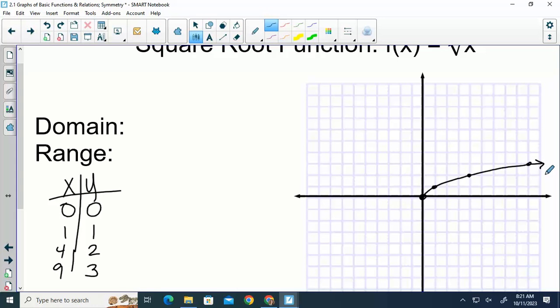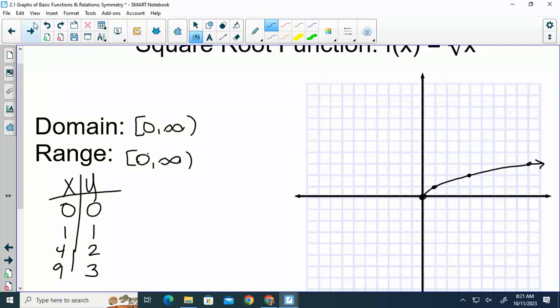Domain. And we do a bracket on the 0. Range. And we have a bracket on the 0. On this graph, you could also say it's increasing from 0 to infinity. It's continuous from 0 to infinity. All things happen from 0 to infinity on this.